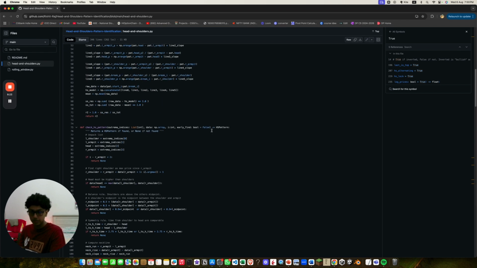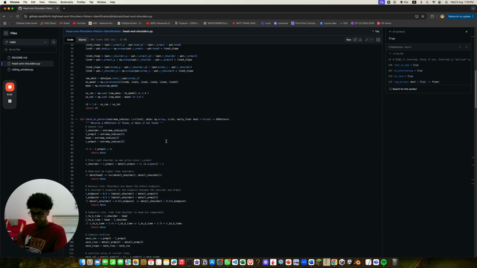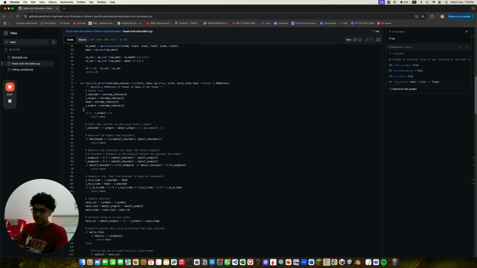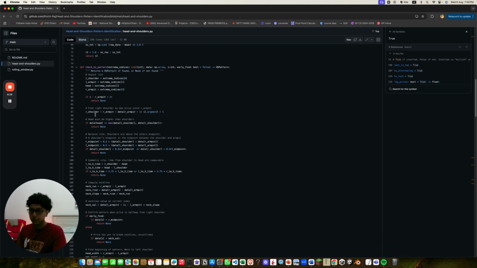Now this is the most important function, right? So what this does here is, all right, this does a bunch of checks, right? So I've annotated it here so you guys can see as well. So first it finds the right shoulder and max price as the max price since the recent right armpit, right? So calculates the right shoulder.